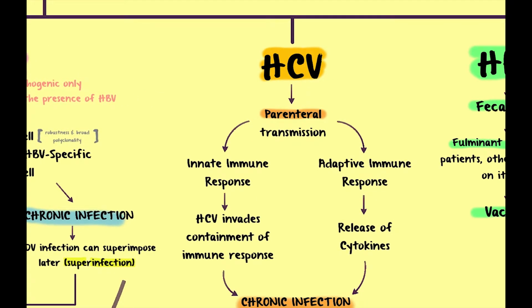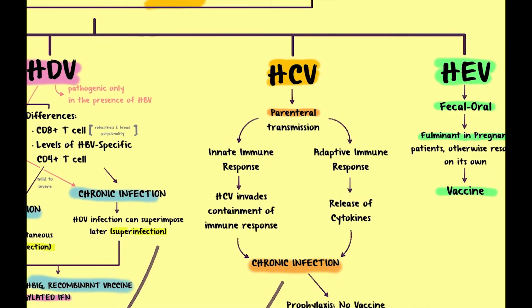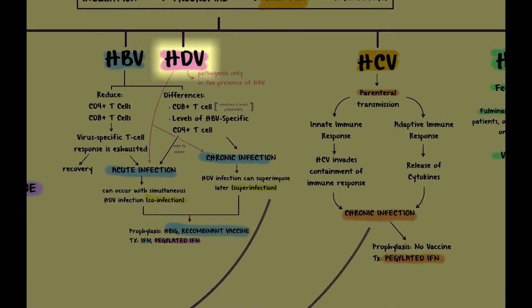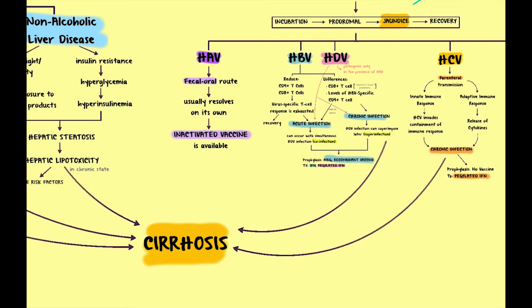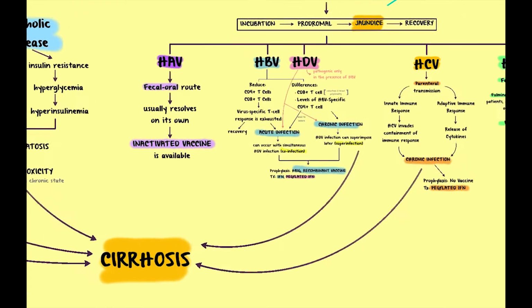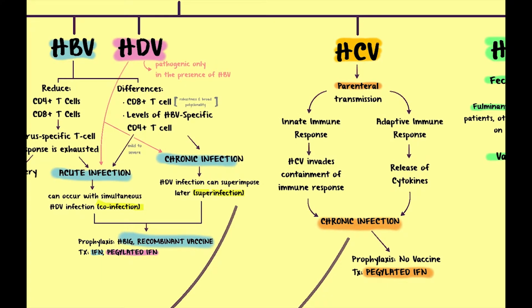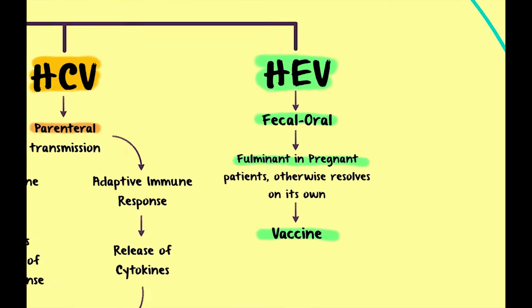Another parenterally transmitted infection is hepatitis C, which usually manifests as a chronic infection. Chronic infections with hepatitis B, D, and C can progress into cirrhosis, which, again, is an irreversible damage to the liver. Hepatitis C infection can be treated with pegylated interferon. However, no vaccine is available for prevention of this yet.